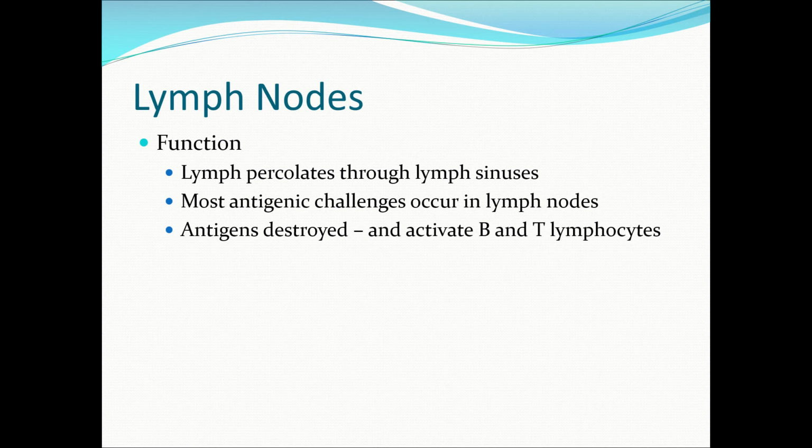The lymph nodes function to percolate lymph through the sinuses, and most antigenic challenges will occur in the lymph nodes, meaning that pathogens will be fought and destroyed here. And not only are the antigens destroyed, those pathogens, but the B and T lymphocytes will be activated. Antigen presenting challenges are what occur when a B and T lymphocyte are first activated.